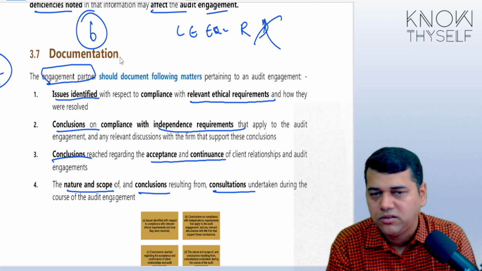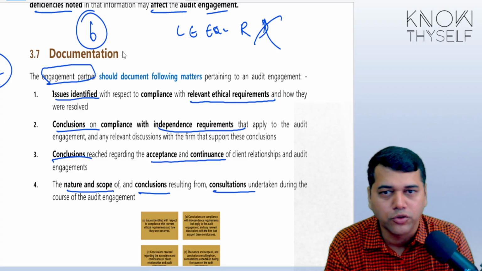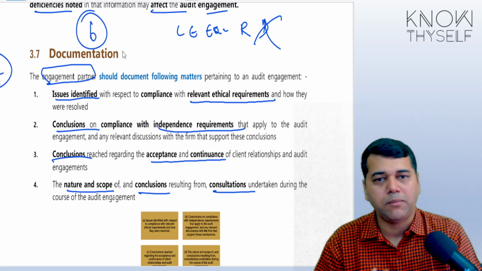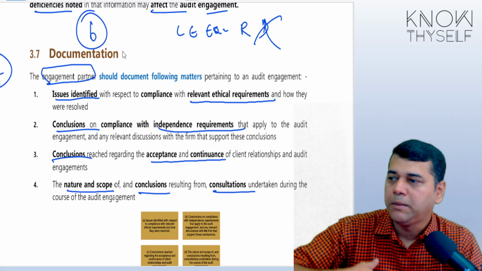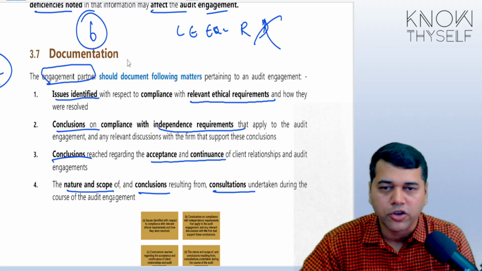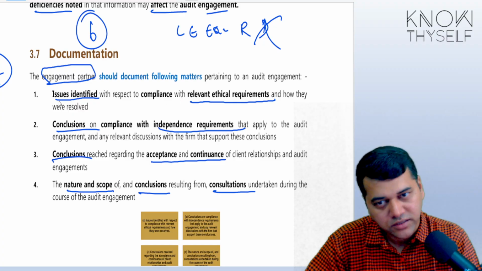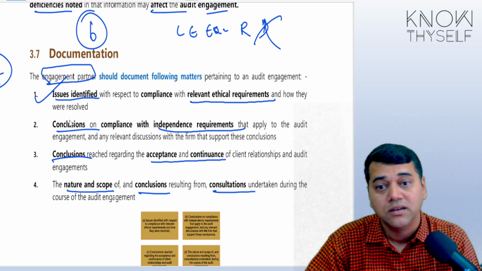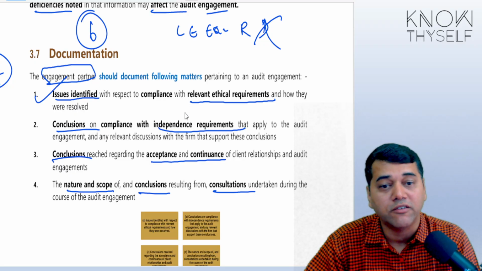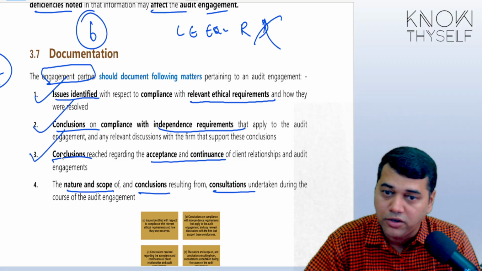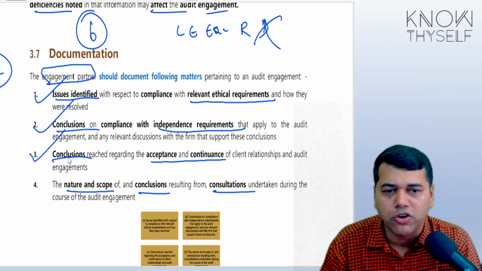First point, it is your personal attribute. So you cannot document that. You cannot write on a sheet of paper, oh, I am honest, I have taken quality, I have made people feel free. No, you cannot document that. First, ethical requirement. Have you complied with it? Yes, you document. Ethical requirement includes your independence also. Then client acceptance and continuance, you have done. Team, you need not document.